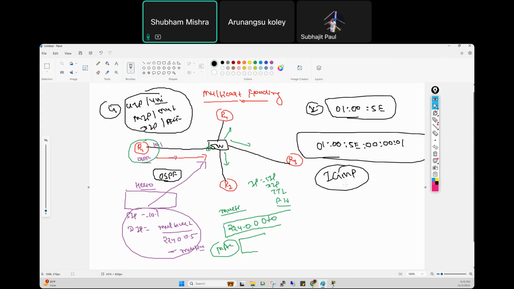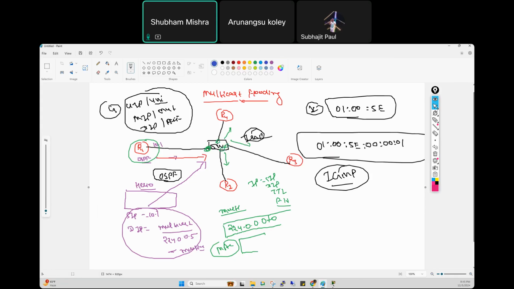IGMP is the protocol that manages the multicast group. Generally, what will happen when you configure IGMP here? It is not like OSPF or EIGRP. Whenever you configure IGMP here, guys, generally these are the ports.